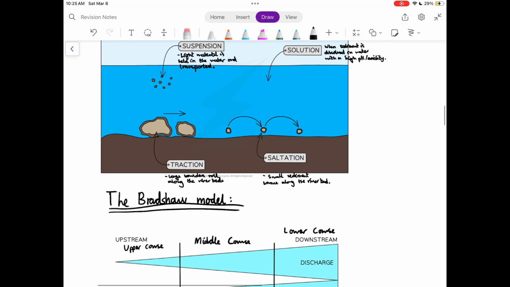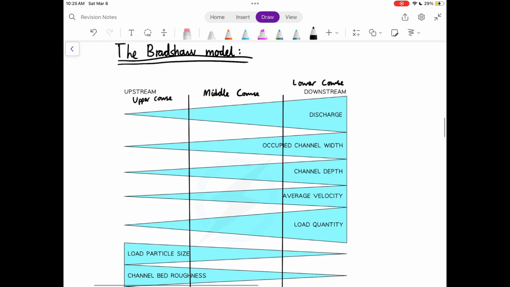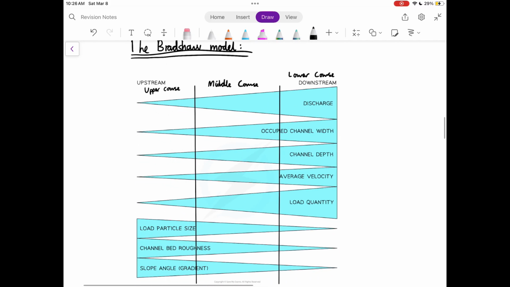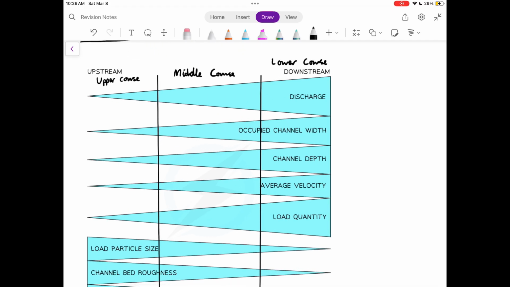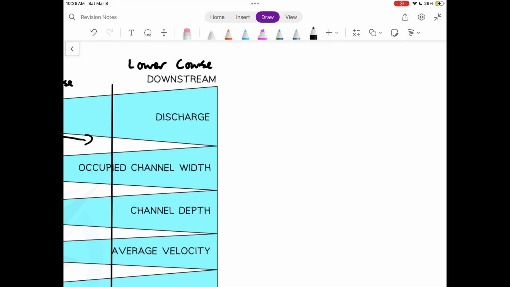Okay, so one important model that you need to know for rivers is the Bradshaw model. And this basically shows how characteristics change as you go downstream a river. So I'll be going through the definition for each one and how it changes as it goes downstream. If you see the vertex at the upstream here, and then it gets wider as you go across, that means that it increases downstream. So for discharge, discharge increases downstream.